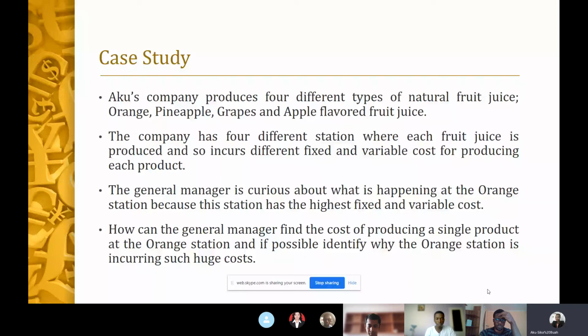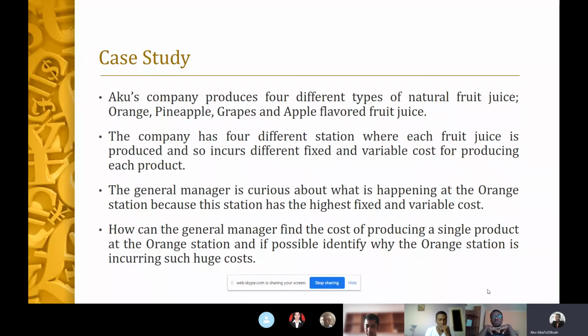For the case study, let me just tell you briefly what Aku's company is, what it does, and the problem the company is currently facing. Aku's company produces 4 different types of natural fruit juice: orange, pineapple, grapes, and apple flavored fruit juice. The company has 4 different stations where each fruit juice is produced, and so incurs different fixed and variable costs for producing each product.